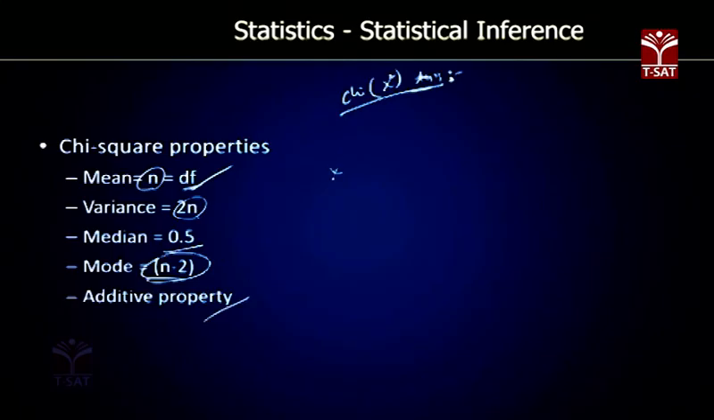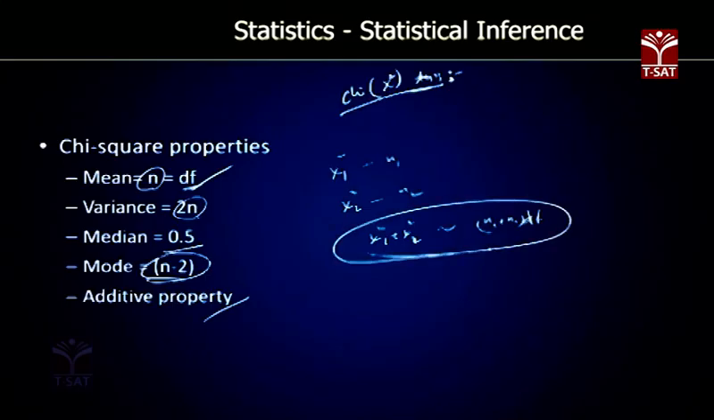Let us consider one chi-square distribution which has n1 degrees of freedom, and a second chi-square distribution which has n2 degrees of freedom. Now chi1 square plus chi2 square will also follow a chi-square distribution with n1 plus n2 degrees of freedom. That is very important. The additive property is satisfied in the chi-square distribution. You have to remember the mean, variance, median and mode also.